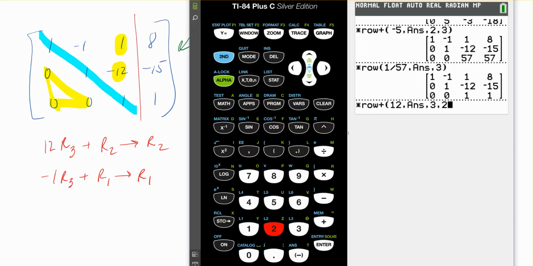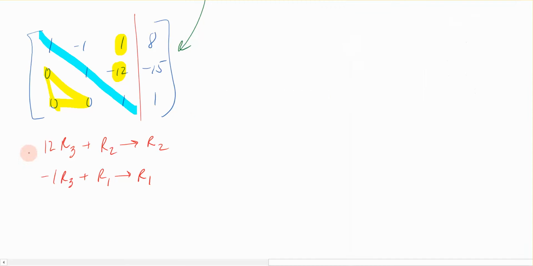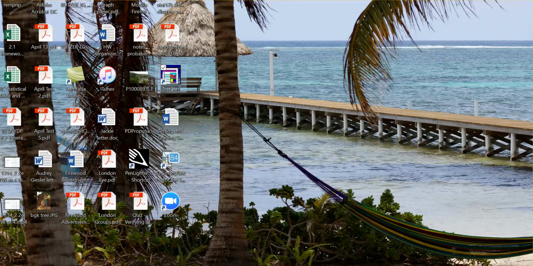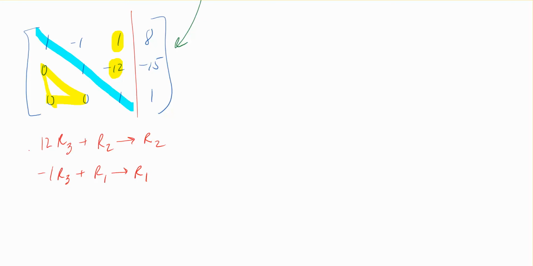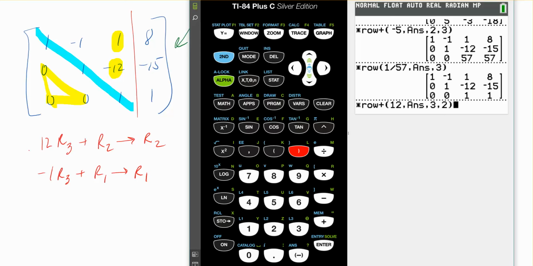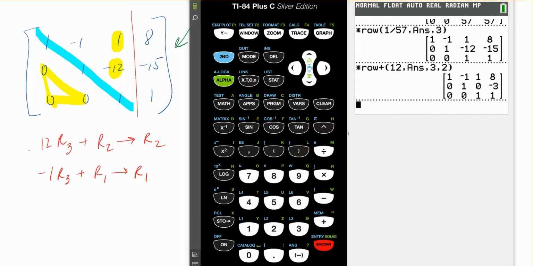Now I keep glancing over here at my commands that we wrote on so that I know how to enter this into the calculator. So I hit enter and you can see that I have a 0 up here.